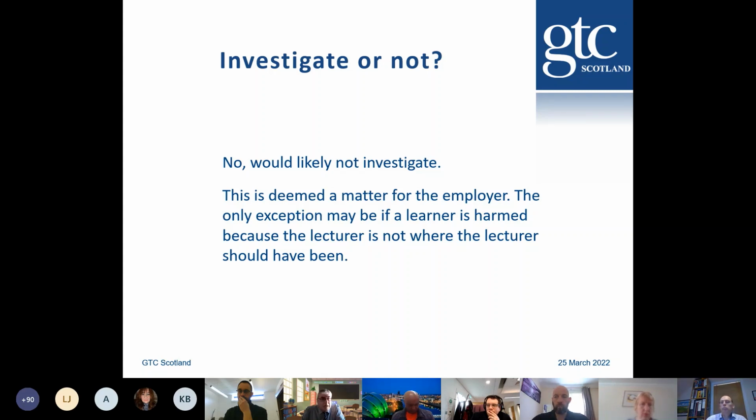As I've said, if a learner were harmed, however, because the lecturer had neglected his or her duties, it then becomes more serious. And at that stage, we would expect to be informed of the matter, and depending on the circumstances, may have to investigate. Okay, next scenario.